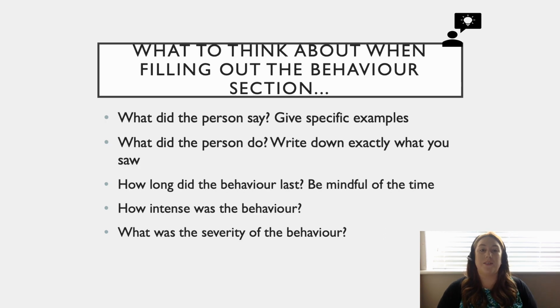So it might be helpful to have some prompts to think about when you're filling out the behaviour section. So what did the person say? Give specific examples. If they swore or said repetitive phrases, include these in the ABC chart. What did the person do?